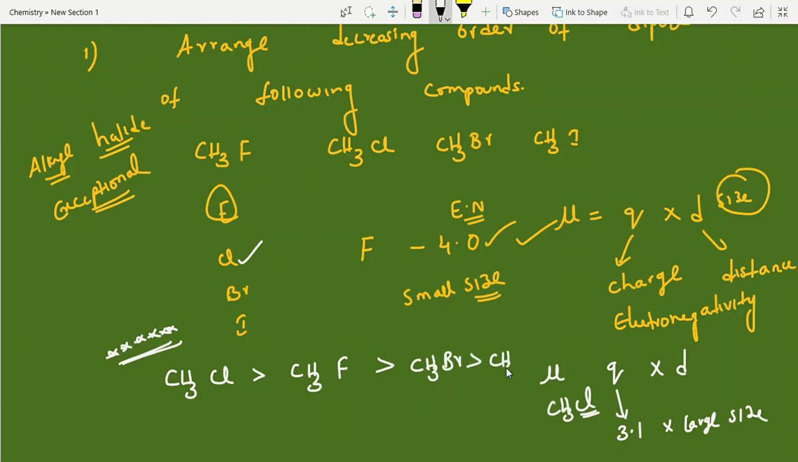When alkyl halides are asked, it means an exceptional case. There is no exceptional case for the others here. As it is, you can write, not an issue. But these two are reversed because of this. Clear, students? That's all. Question 1 completed.